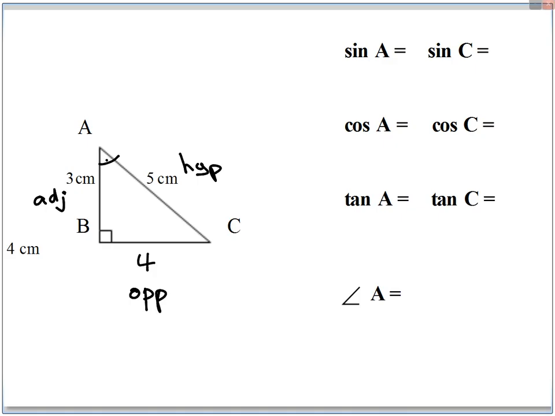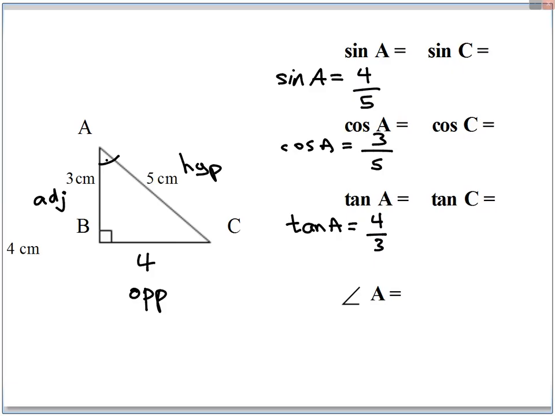Okay, so let's get these ratios. Sine A, what's my ratio? 4/5. What's cos A? Has to be over 5, because, good, this time it's 3/5. Remember that pattern. Sine and cos always do the hypotenuse. And then tangent is on its own without the hypotenuse. Op over adj, 4/3.